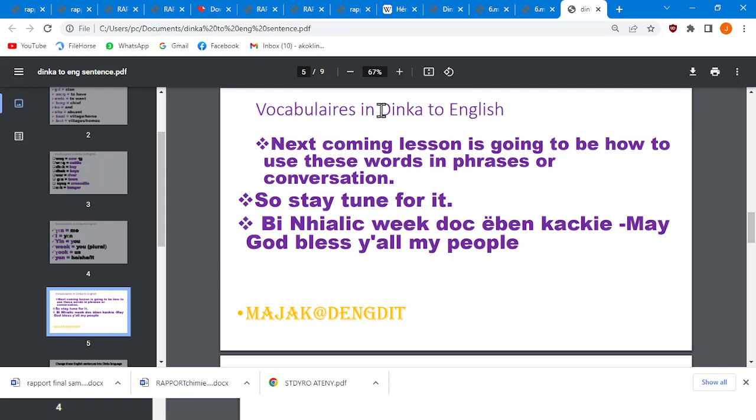Yes, vocabulary in Dinka to English. The next coming lesson is going to be how to use these words in phrases or in conversation. So stay tuned for it.